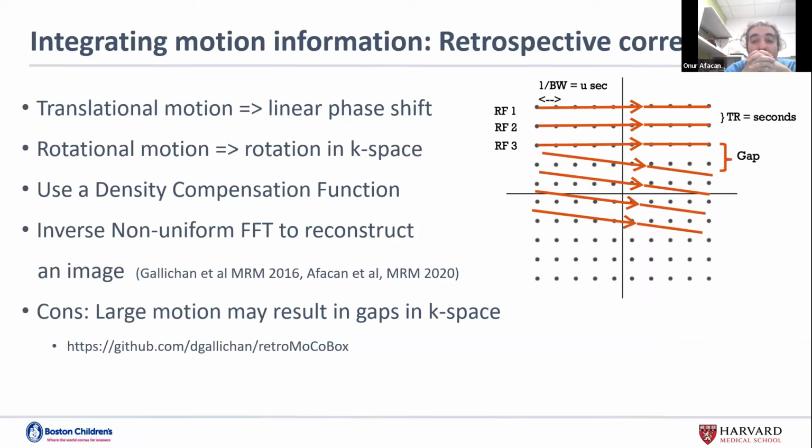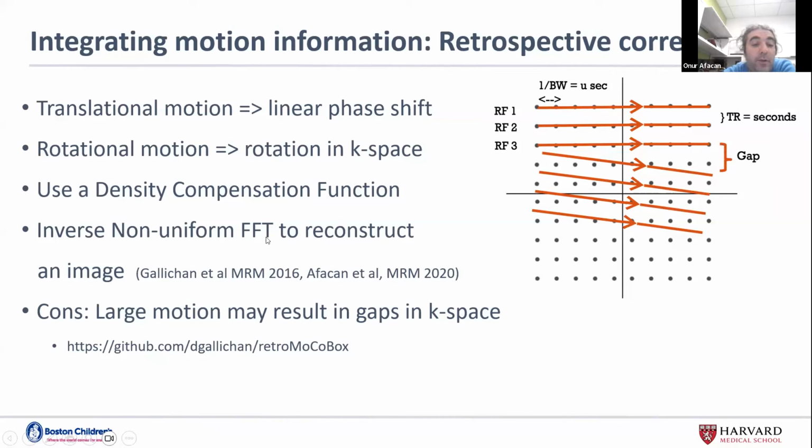If you have motion information, you can correct for it. If you remember the previous talk, we usually get phase encoding lines in a Cartesian trajectory like this. If there is translational motion, there will be a linear phase shift in these measurements. But if there is rotational motion, it will be a rotation in k-space. For example, in this example, in the first 3 lines the patient is still, and then they rotate their head or their body. You see that there is now a gap in k-space, which will create motion artifacts.